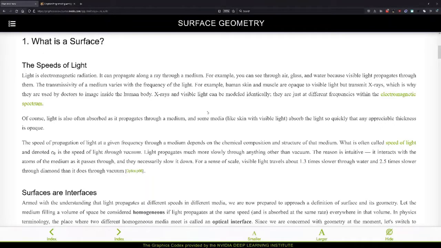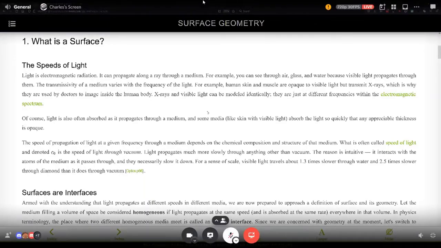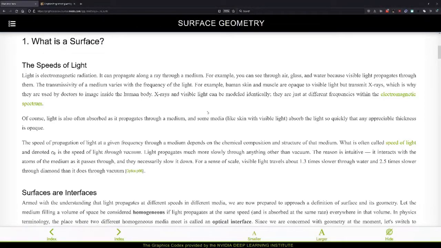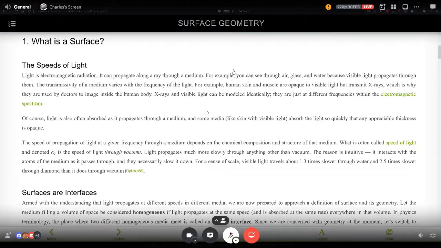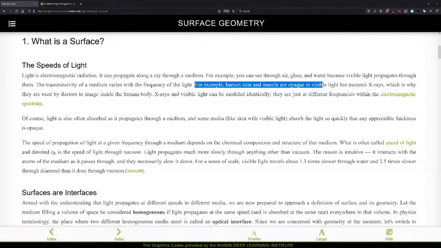Surface. Light is radiation. It goes through air and everything else, but then sometimes hits stuff, and then we can see that because it reflects off of it. But not all wavelengths are the same. I mean, that's a nice thing to say.